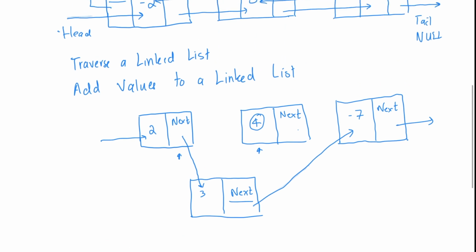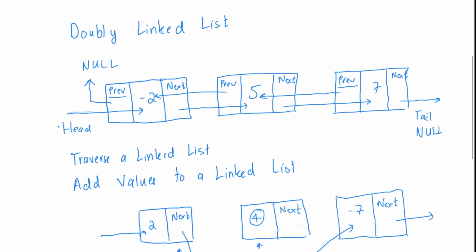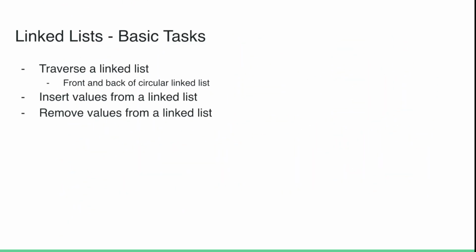Now I went through those because you need to be able to illustrate that process. So we went over how to traverse a linked list, how to insert values into a linked list, and then how to remove values from a linked list. Those are the basic things you need to be able to do with a linked list. Mainly you'll be illustrating these processes, just because you're not going to be required to write any code.